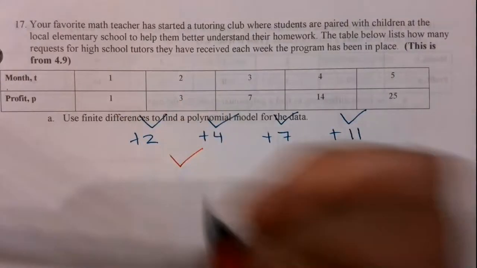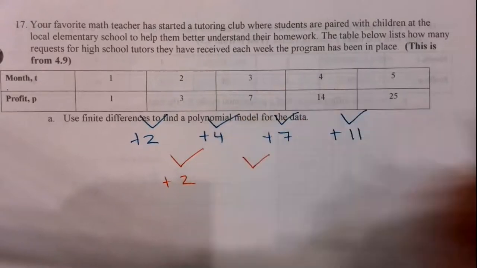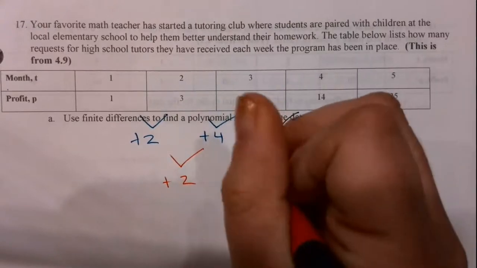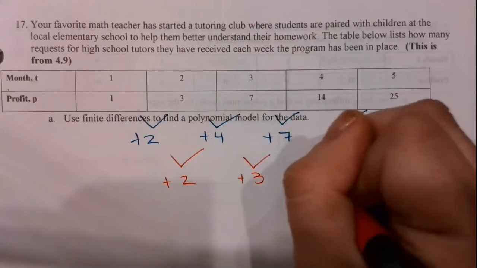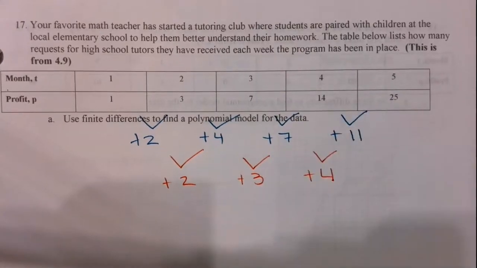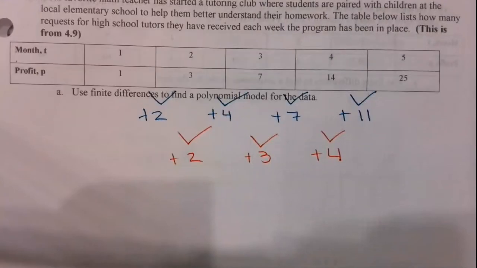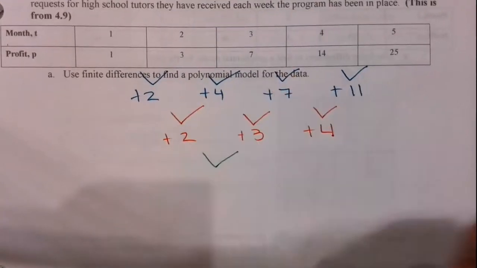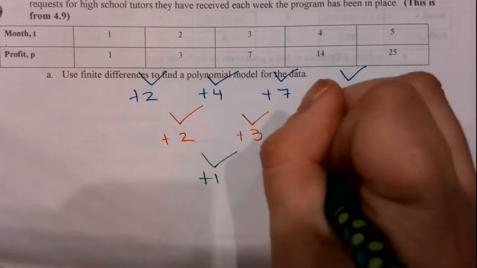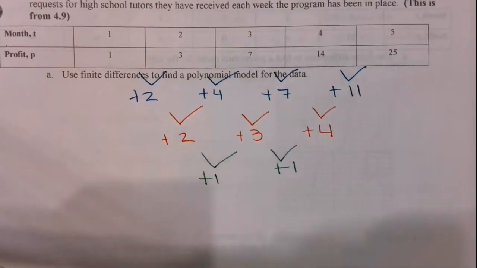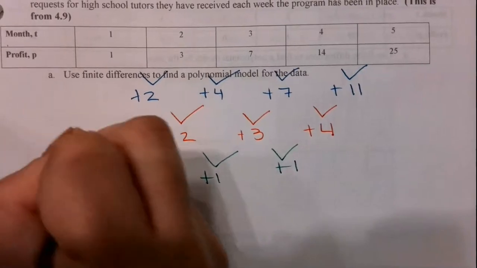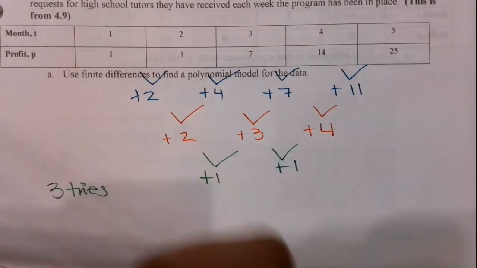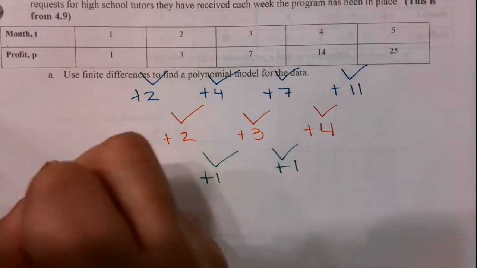To go from 2 to 4, I add 2. To go from 4 to 7, I add 3. To go from 7 to 11, I add 4. Still not the same, so I keep going. To go from 2 to 3, I add 1. Go from 3 to 4, I add 1 again. So this took me 3 tries. So the name for an exponent of 3 is cubic.